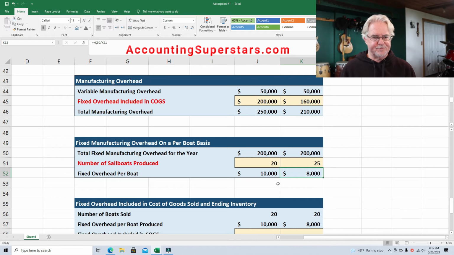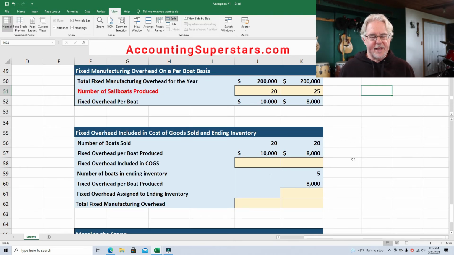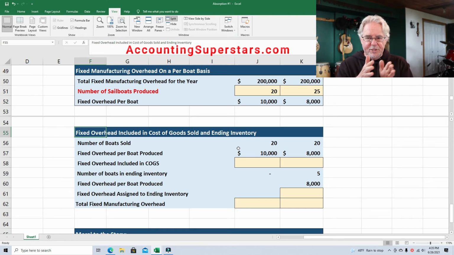What's bad about this? Well, that's a good thing. They were more productive. We're getting down to the answer here. We're getting down to the reason why. Here's what's going on, folks. The title of this chart right down here is fixed overhead included in cost of goods sold and ending inventory. So we're going to find out that in the second year, some of the fixed cost went to cost of goods sold, and some of it went to ending inventory. So that's going to be the key here.